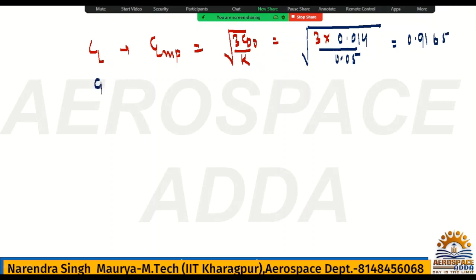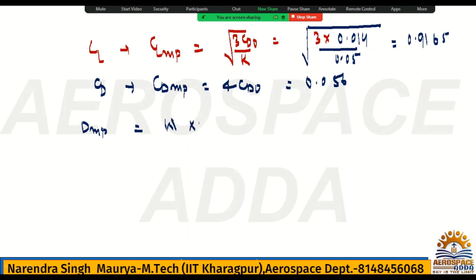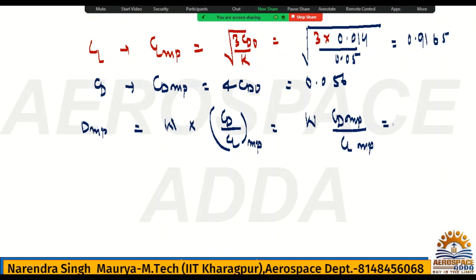Okay, now what is the CD? CD is nothing but CDMP, minimum power. This is nothing but 4CD0. So CD0 is 0.014, and 4 into 0.014 is 0.056. Now what is the DMP? It is W into CD by CL at minimum power, or you can write W into CDMP by CLMP. What is the weight? 160 kilonewtons, 160 into 10 to the power 3, divided by CLMP 0.9165. So what is the DMP? It is nothing but 9776.3 newton. Okay, this is the DMP.